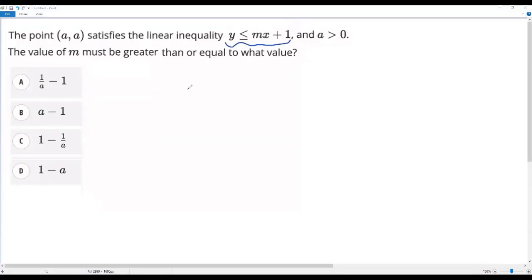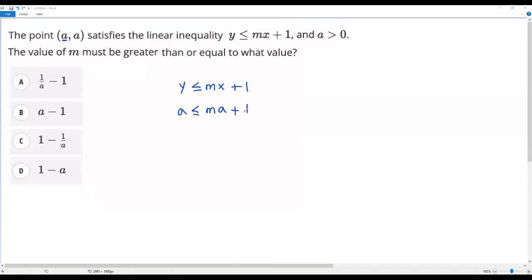Okay, first let me write this inequality as it is. That is y ≤ mx + 1. The question says that the point (a, a) satisfies this linear inequality. Since the point (a, a) satisfies the given inequality, we can plug in the x-coordinate a for this x and the y-coordinate a for this y. Then I'm getting a ≤ m times a + 1.